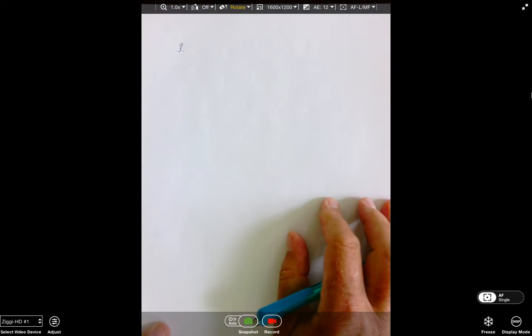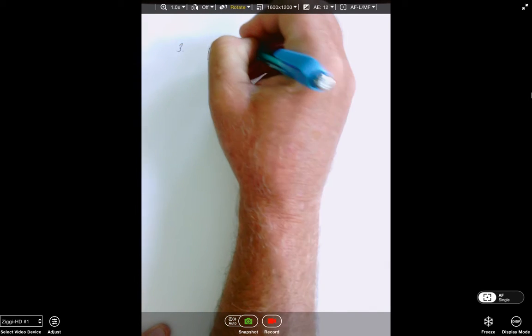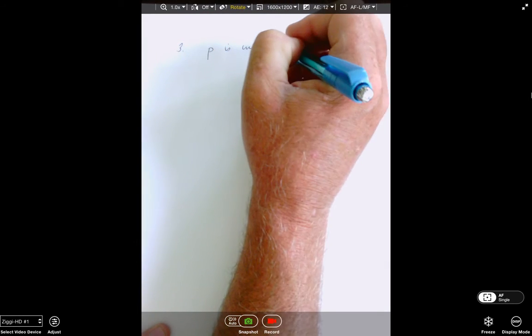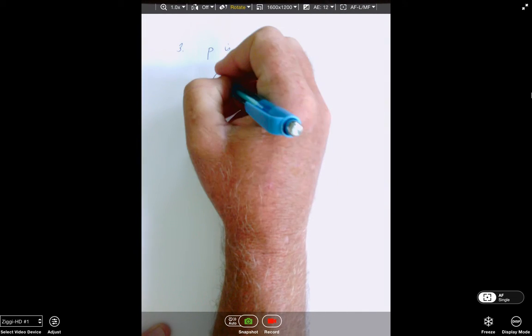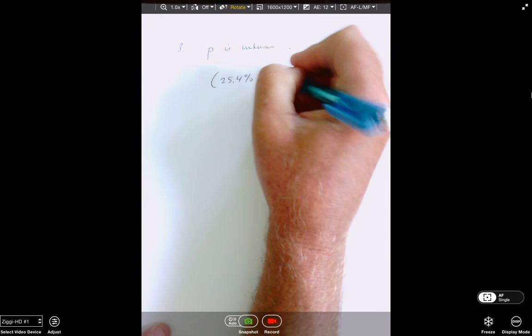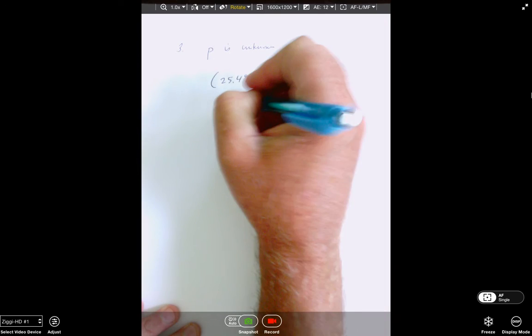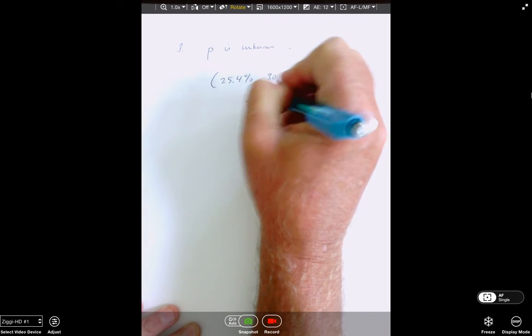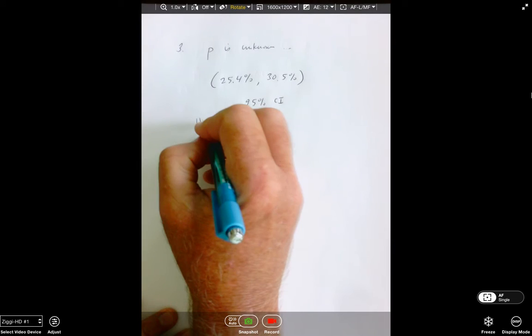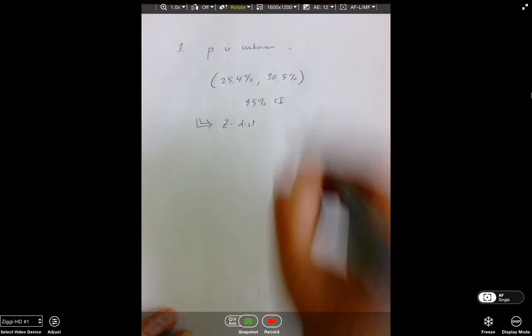Problem number 3. We have this confidence interval for a population percentage. And the confidence interval that we get here is 25.4%. And guys, again, this is a 95% confidence interval. Now, guys, remember these problems deal with the Z distribution.